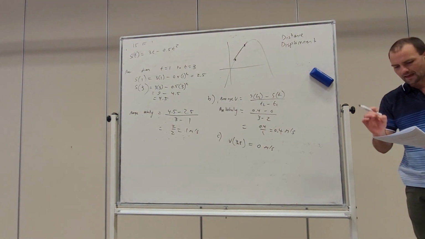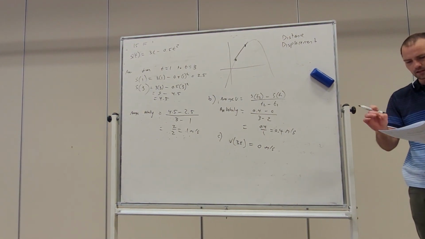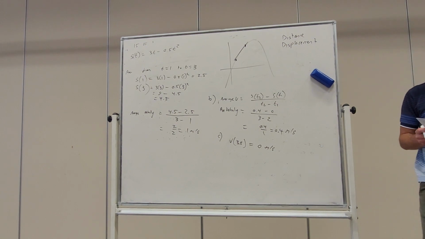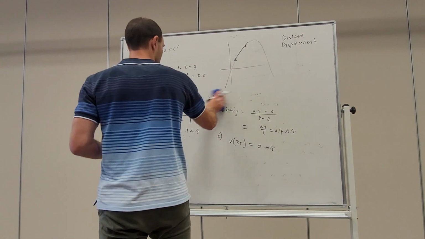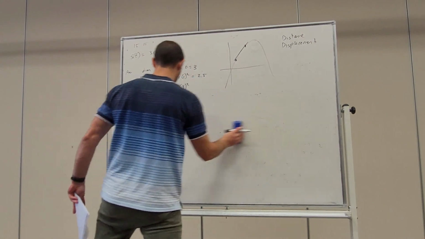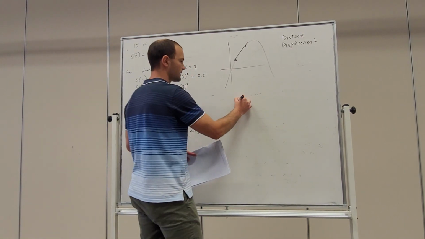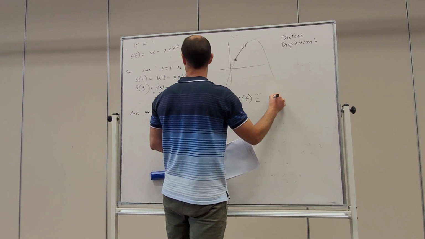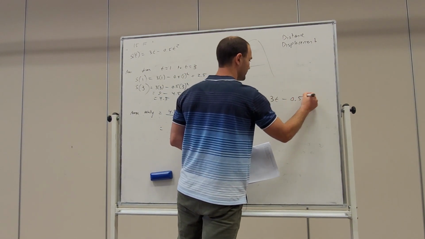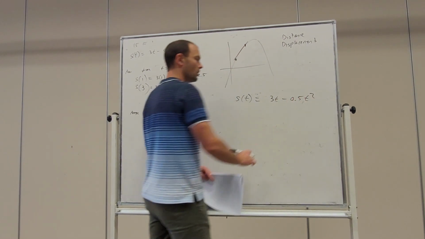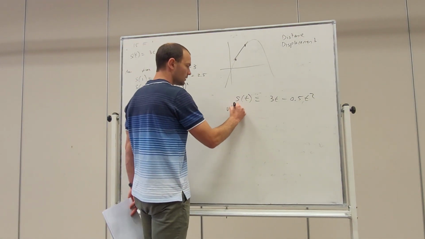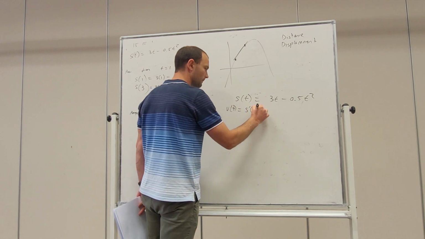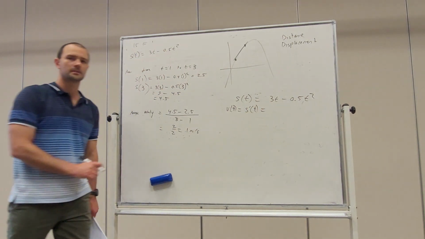Okay, find the instantaneous velocity when time is 2. Okay, so for the instantaneous velocity, all right, the displacement function is 3t take 0.5 t squared. The velocity function is the derivative of the displacement function.